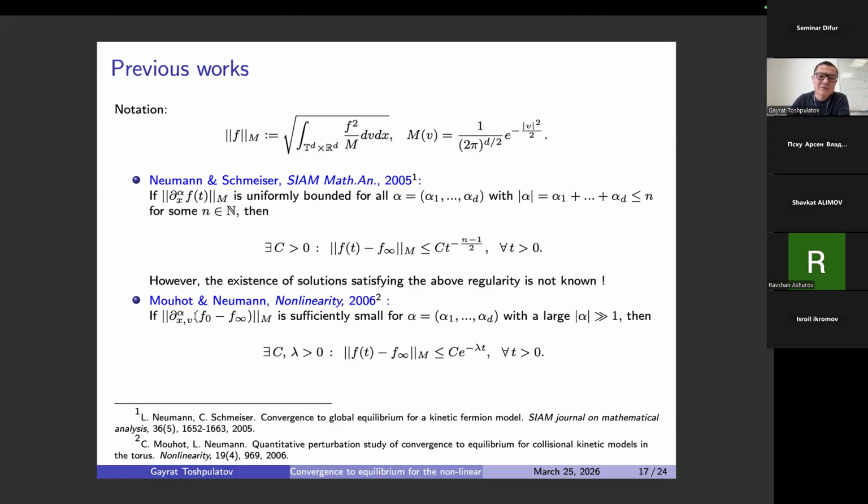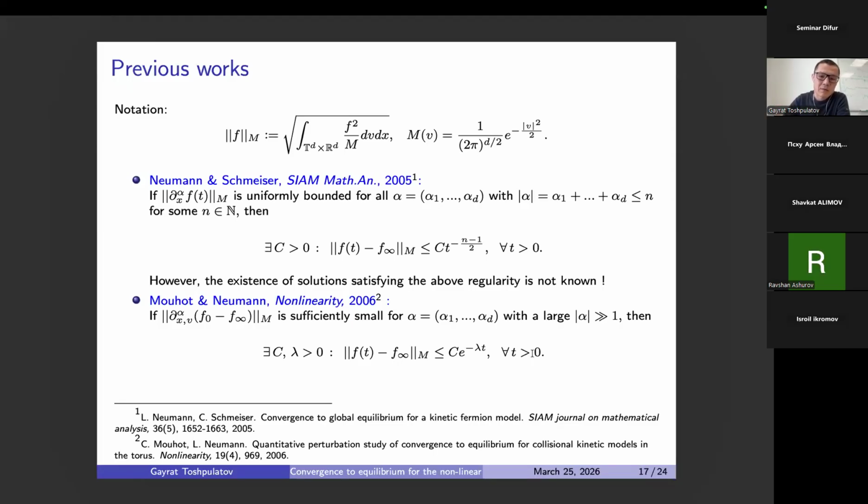Sorry, my presentation, I can make it more explicit. Let's say this norm is bounded by some epsilon, and epsilon is sufficiently small. Then we can find constants C and lambda depending on epsilon. As I said, I made a mistake: instead of delta I should have said epsilon.